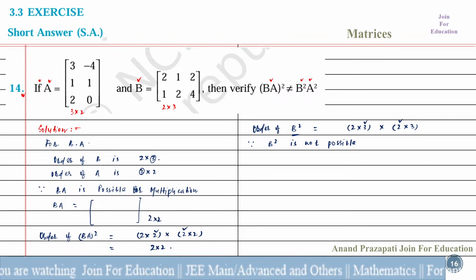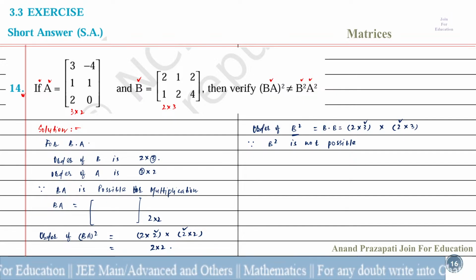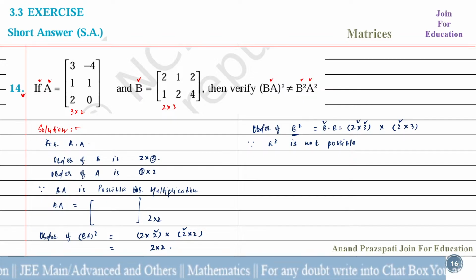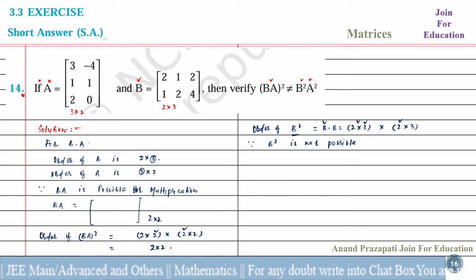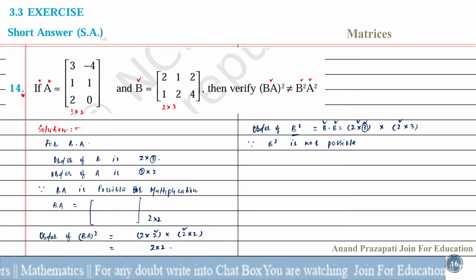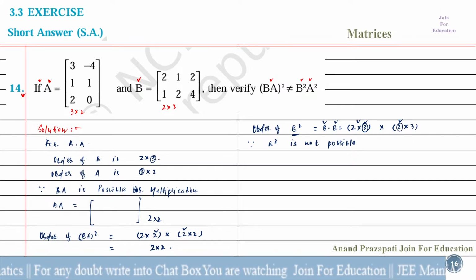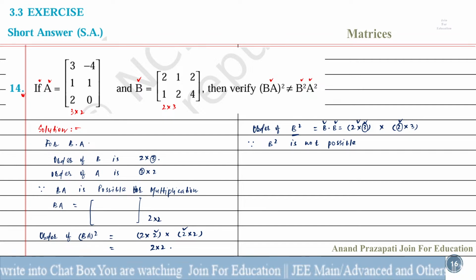B square, it means that we can write down here B into B. Order of B is 2 by 3 and order of B is also 2 by 3. In that case, number of column here is not equal to number of row. Therefore, B into B or B square is not possible.